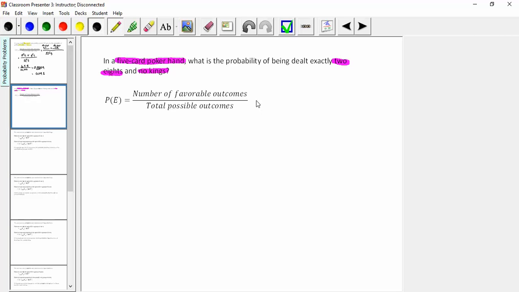Again, we're going to be looking for the number of ways to get what? 2 8s. We'll multiply that, 2 8s, times the number of ways to get no kings. And we'll divide that by the total number of possibilities.